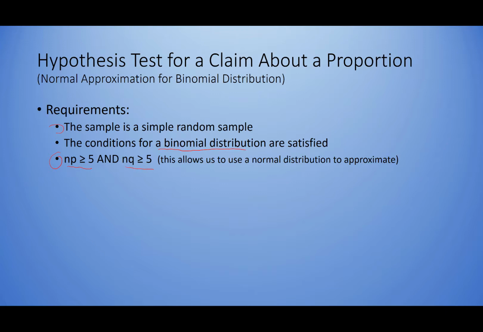Now p represents the probability of success that is associated with our binomial situation. Q represents the probability of failure, so the complement of p. And then n represents our sample size.